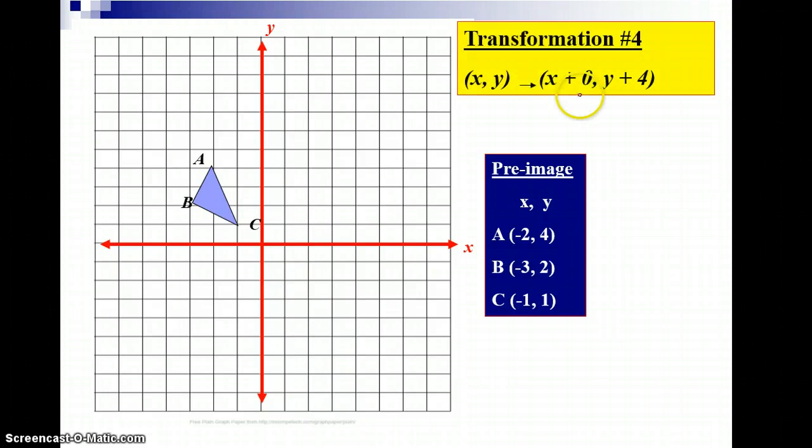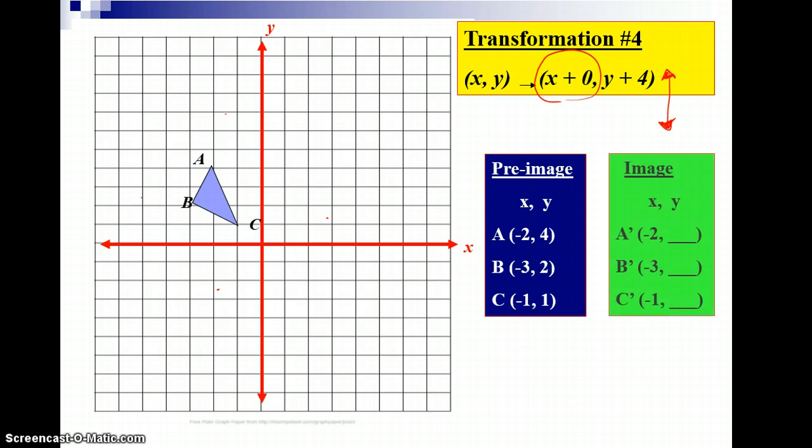Transformation number 4. Again, our x is staying the same. This time we're moving our y and we're going +4. Again, think about that y-axis. When you're going up 4, which direction will you go? Where will that pre-image go? Draw me an arrow, see if you're right.